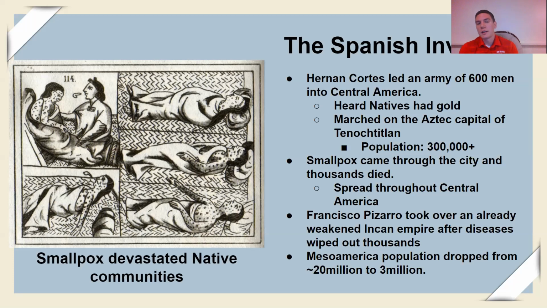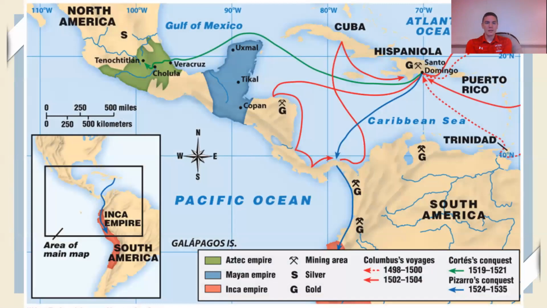So probably the most important thing to know here is that exploration led to population drops from around 20 million to about 3 million. It's very hard to guess how many people there were, but there are some estimates that are saying 10, 20, 30 million people were killed in the Americas just by disease alone. You can see in this map are all the different empires that would eventually be destroyed by disease. The green, the Aztec, the blue, the Mayan, the Incas down in red.